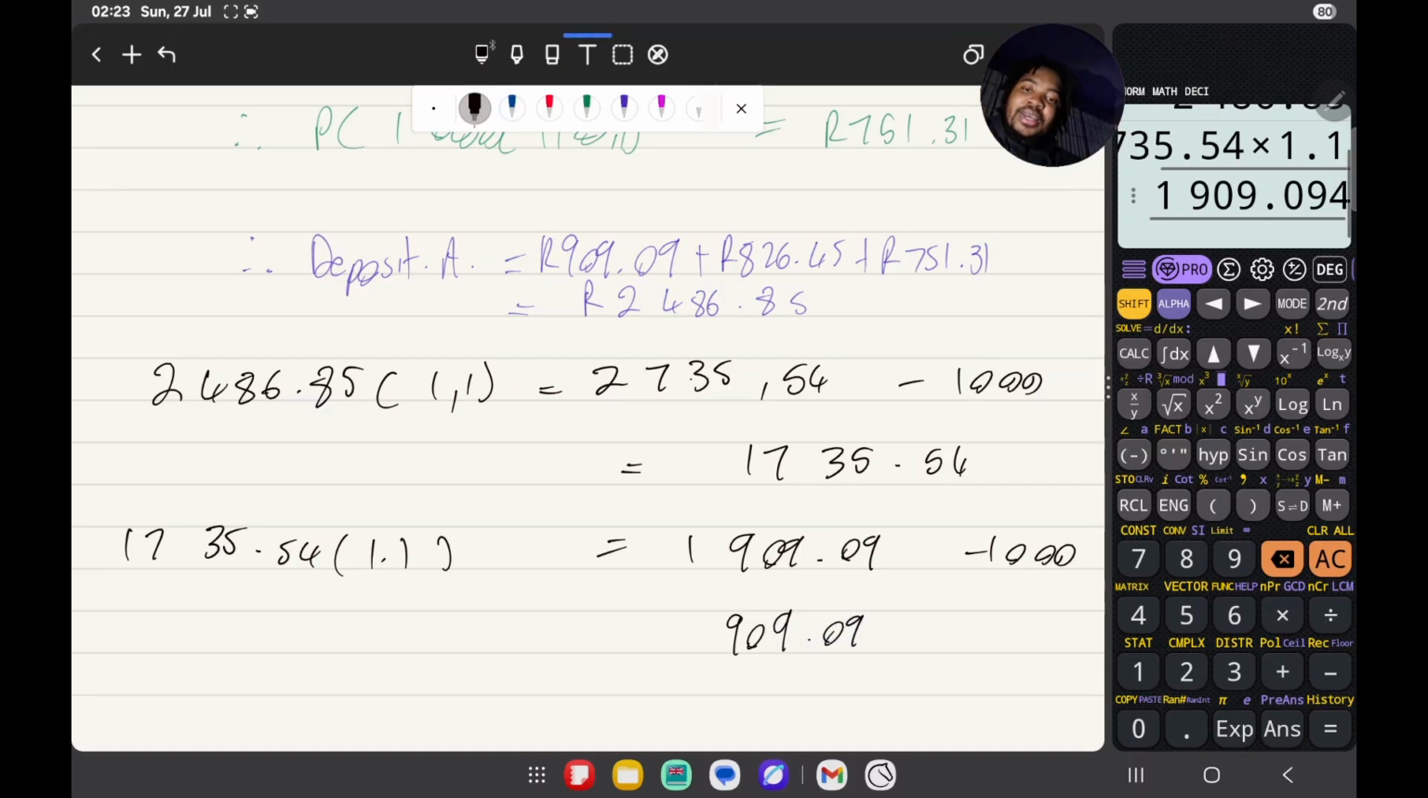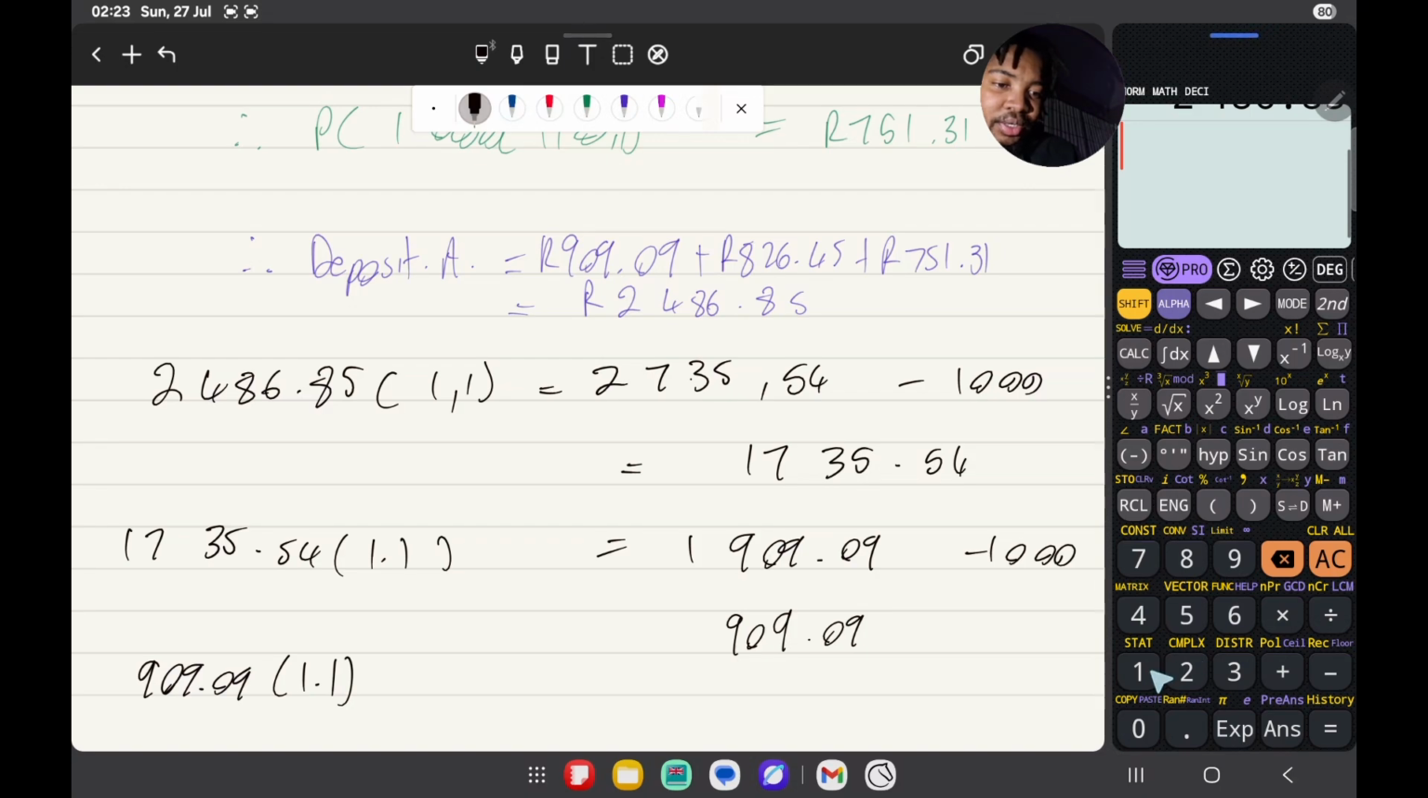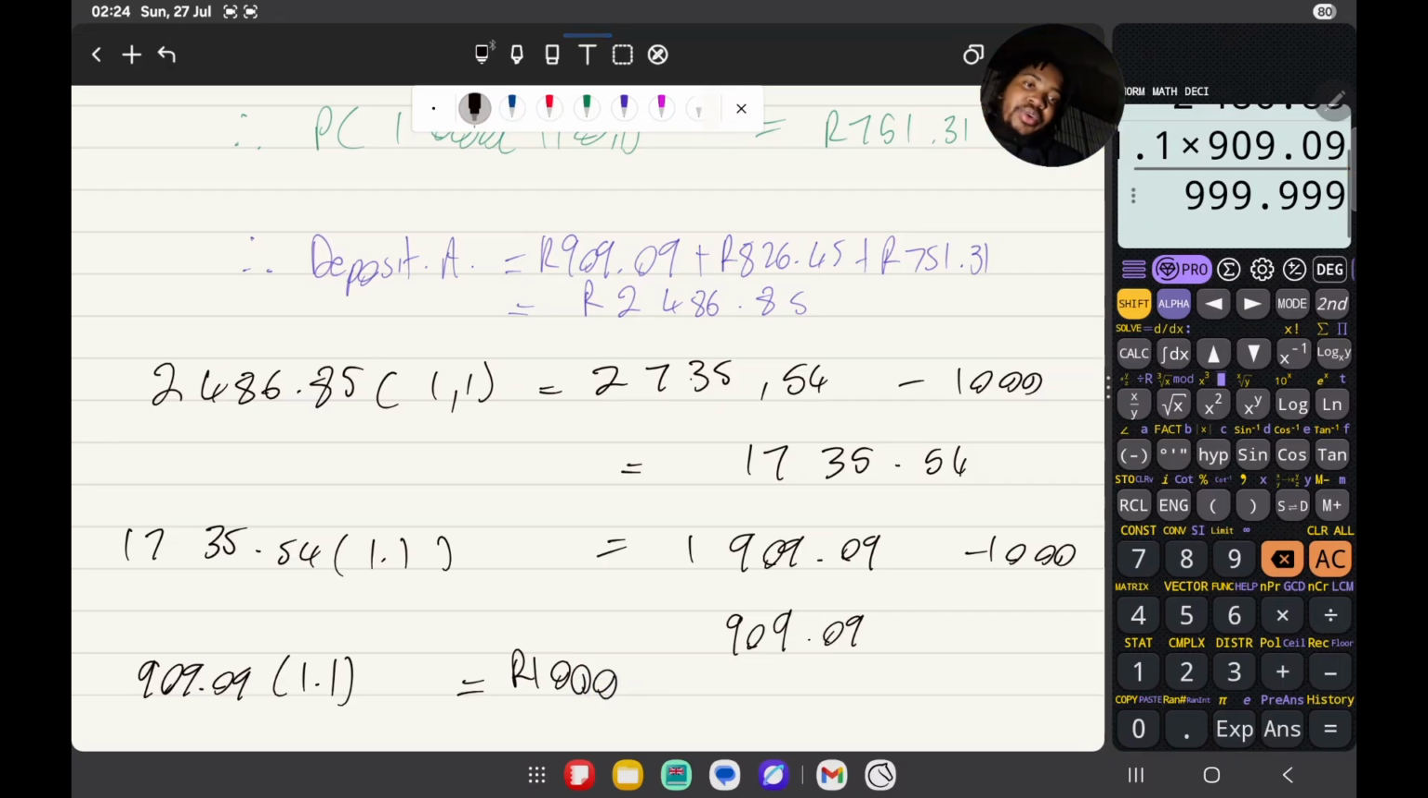I'm gonna have 909.09. So if I take that 909.09 times 1.1, look, 1.1 times 909.09, I am getting exactly 1,000 rand after rounding it up, and that 1,000 rand I withdraw, and then I have 0 rand.